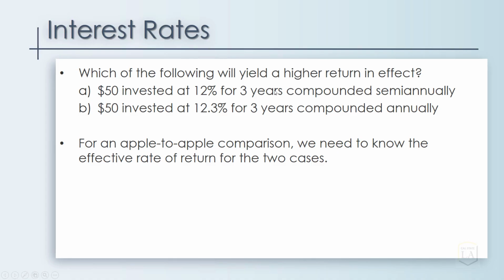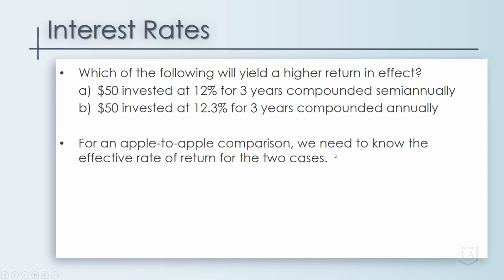So here it's just hard to make a decision because it's not an apple-to-apple comparison. One has a frequency of semi-annual compounding and the other one has an annual compounding frequency. And also the interest rates are different. So for an apple-to-apple comparison, we need to standardize these interest rates. We need to know the effective rate of return for these two cases.